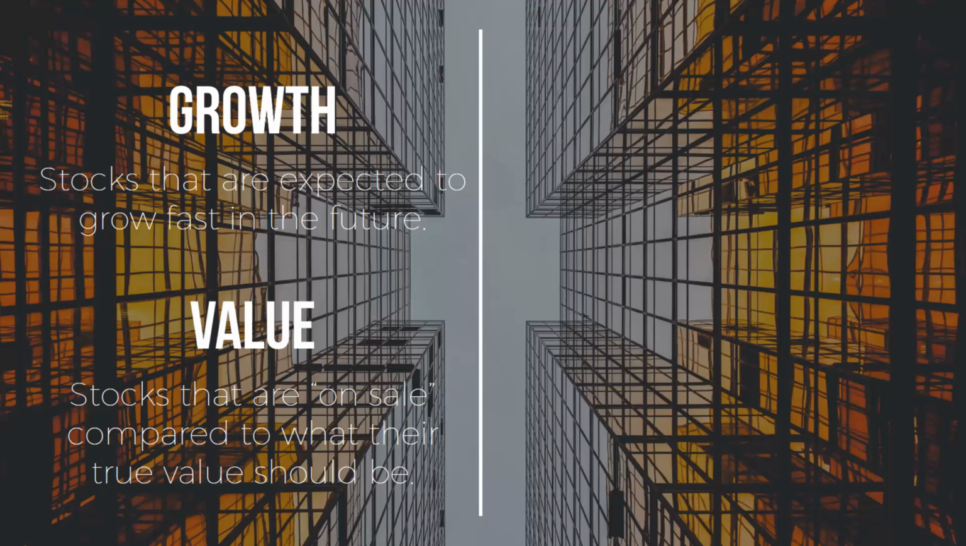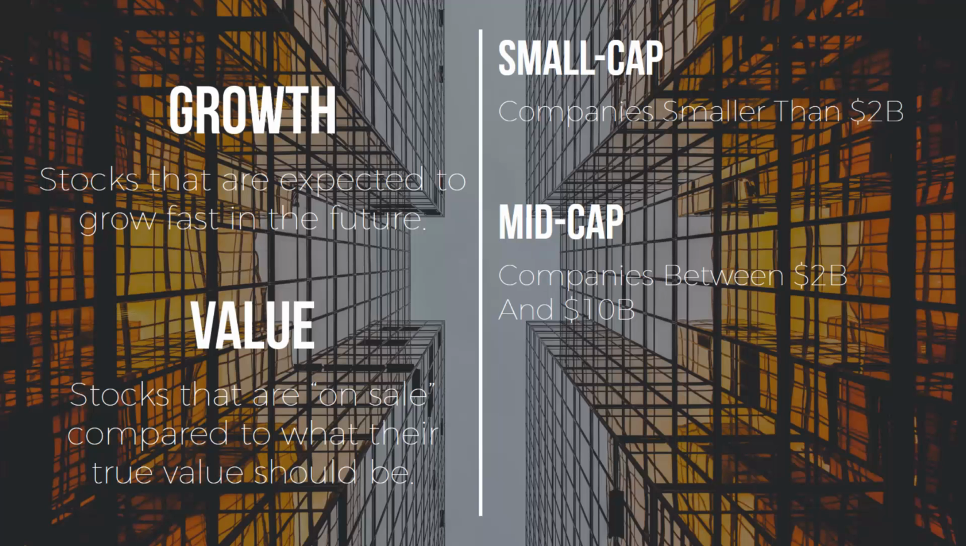There are 3 sizes of companies you'll hear about most often. Small cap stocks are stocks of small companies that have a market cap of less than $2 billion. Mid cap stocks are stocks of medium-sized companies that have a market cap between $2 billion and $10 billion. And large cap stocks are stocks of companies that have a market cap greater than $10 billion.